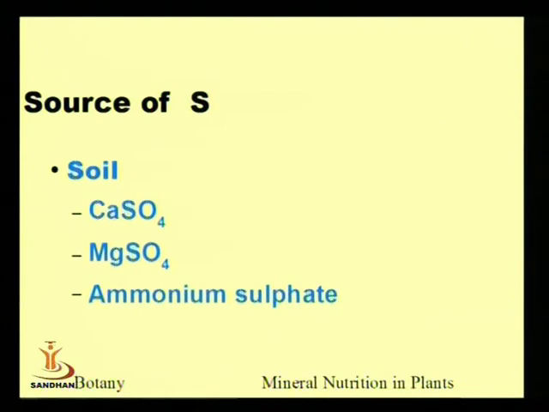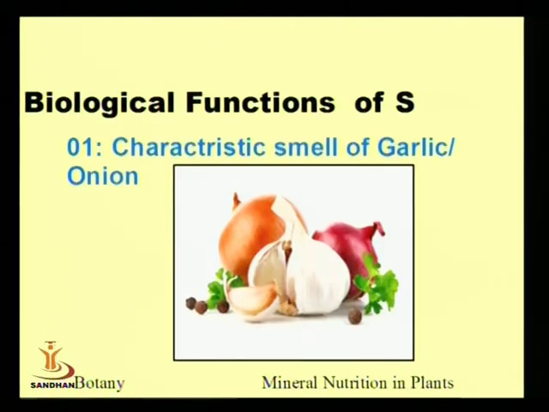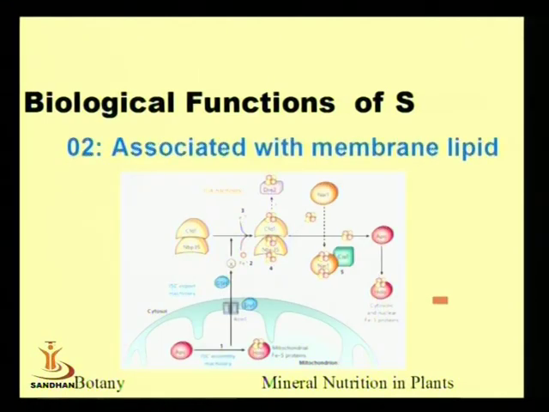Many of you have tasted the onion and garlic, and that characteristic smell of onion and garlic is because of the sulfur. It is available from the soil in the form of calcium sulfate, magnesium sulfate, aluminum sulfate, and as we discussed, the characteristic smell of garlic and onion is because of this sulfur.